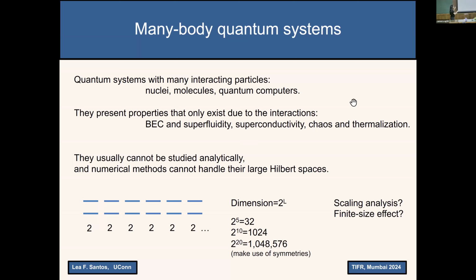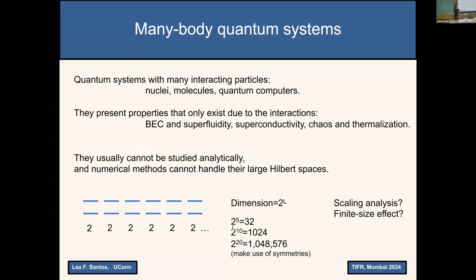Okay, so what is the problem with these many-body quantum systems, if you want to study them? Most of them cannot be treated analytically, so we have to do numerical simulations, and that's what we'll be talking about here. And this is also hard, and why? Suppose we have here, I made this drawing, with this chain, and on each site we have a two-level system. Well, what is the size of the Hilbert space? If I have just five sites, we'll have just 32. The Hilbert space is not that big.